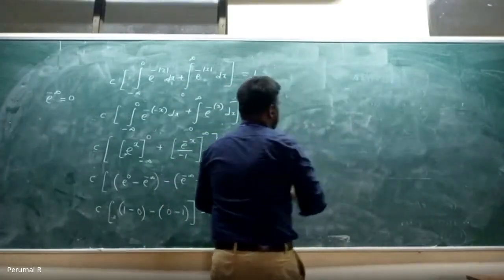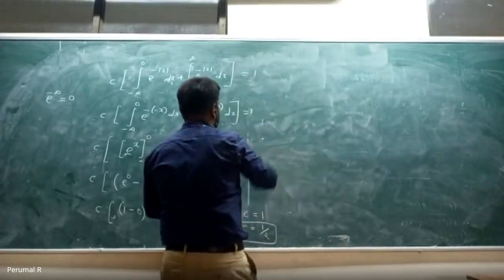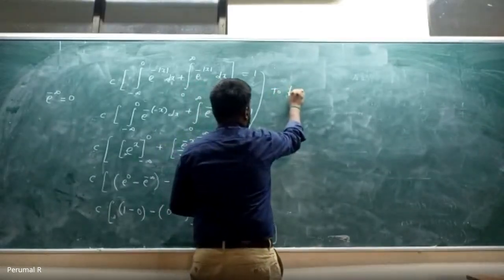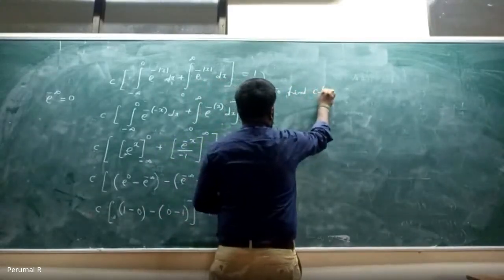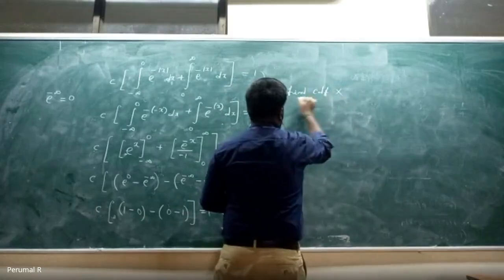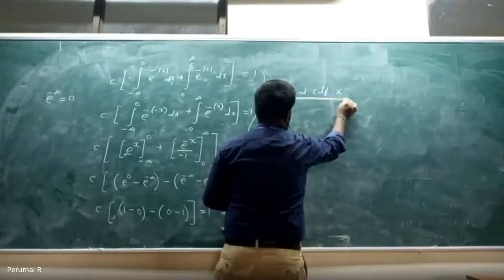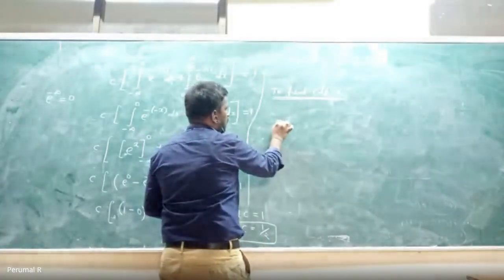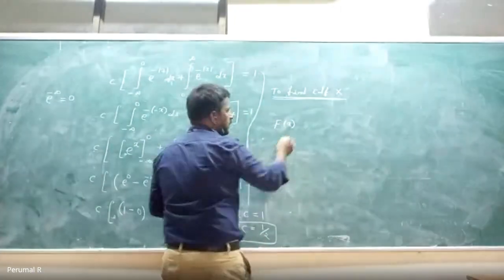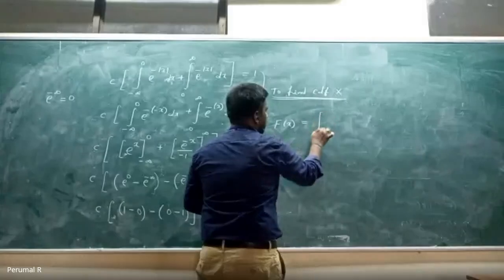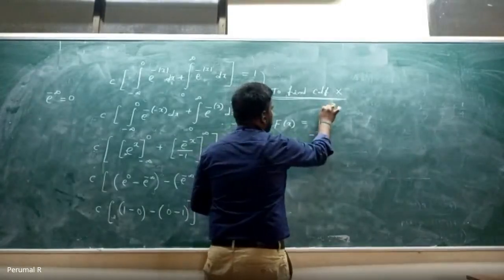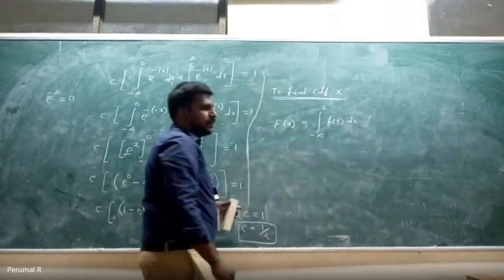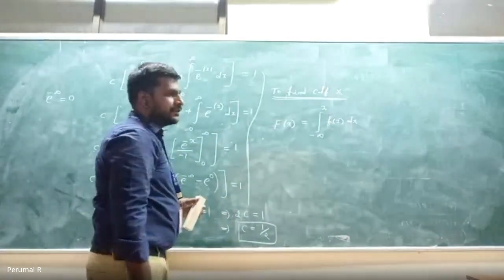Okay. So now we move on to the second case, to find the CDF of the random variable x. The CDF of the random variable means this is the formula: F(x) equals the integral from minus infinity to x of f(x) dx. So this is your CDF formula.